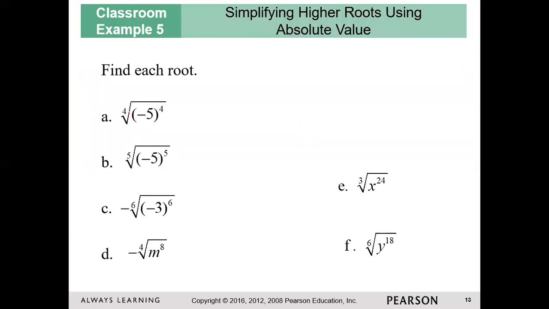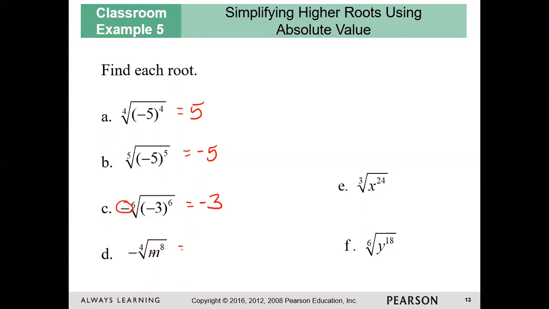Okie dokie. So over here, when you're taking the 4th root of -5 to the 4th power, since your n is even, we do need the absolute value. So this is going to be +5. This time our index is odd, so we do not need the absolute value. So our result here is going to be -5. Over here, even, so this is going to be the absolute value of -3, which is 3. But then don't forget about this negative out front, and that's going to lead us to this -3 result here.